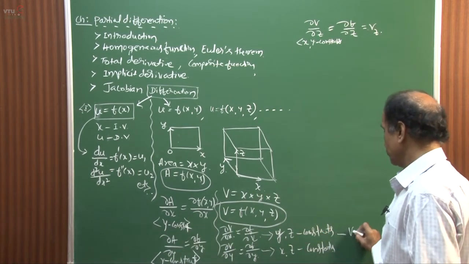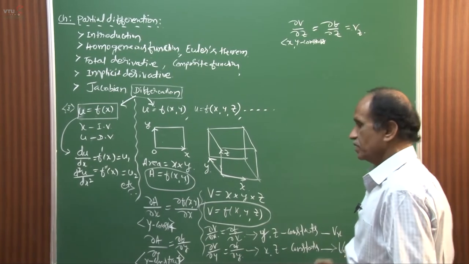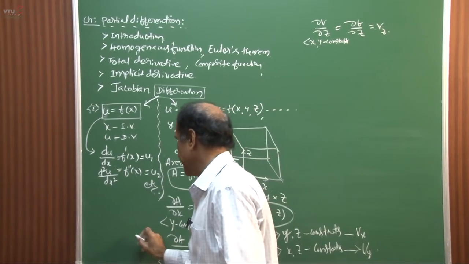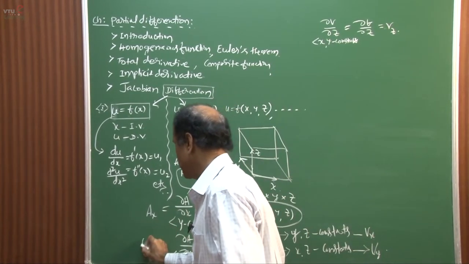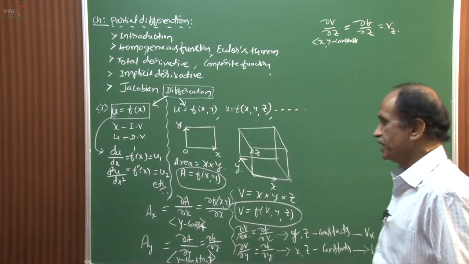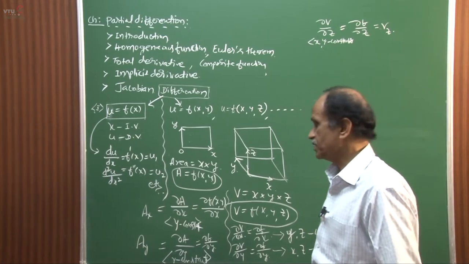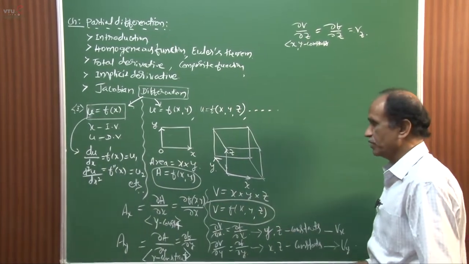Symbolically, we can also represent it like this: vz, this is also vx, this is also vy. Here, Ax and Ay are the short form of the notation. This can also be taken as a short form of the symbol with respect to y and with respect to x separately, here with respect to three variables.